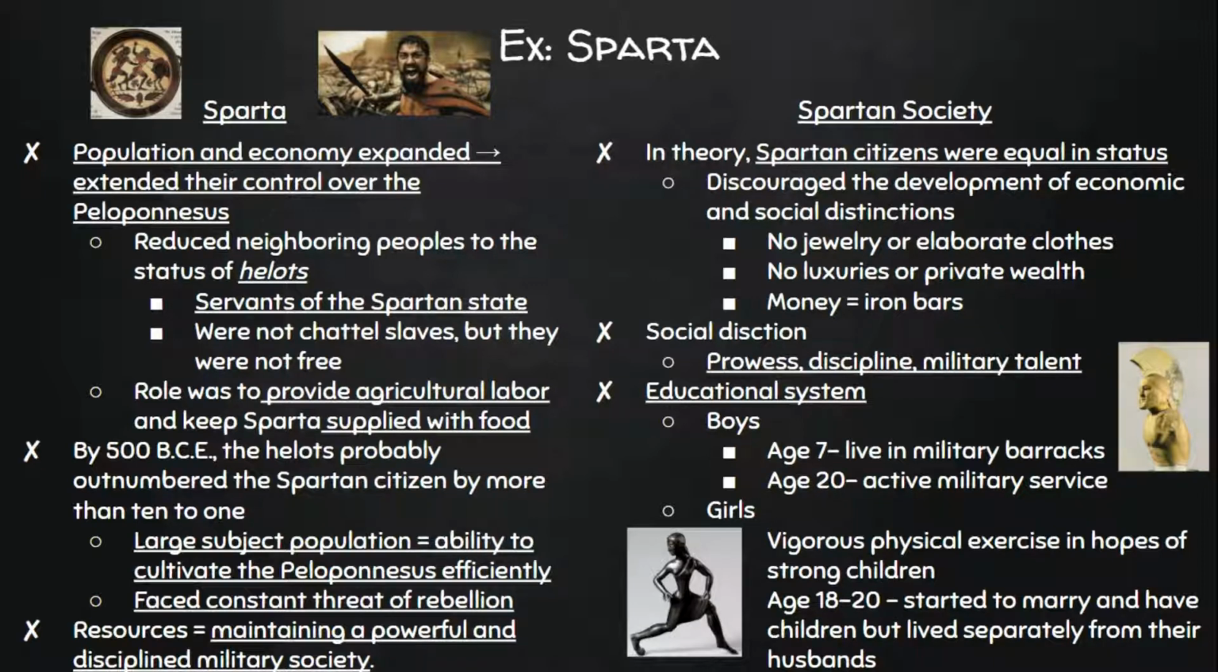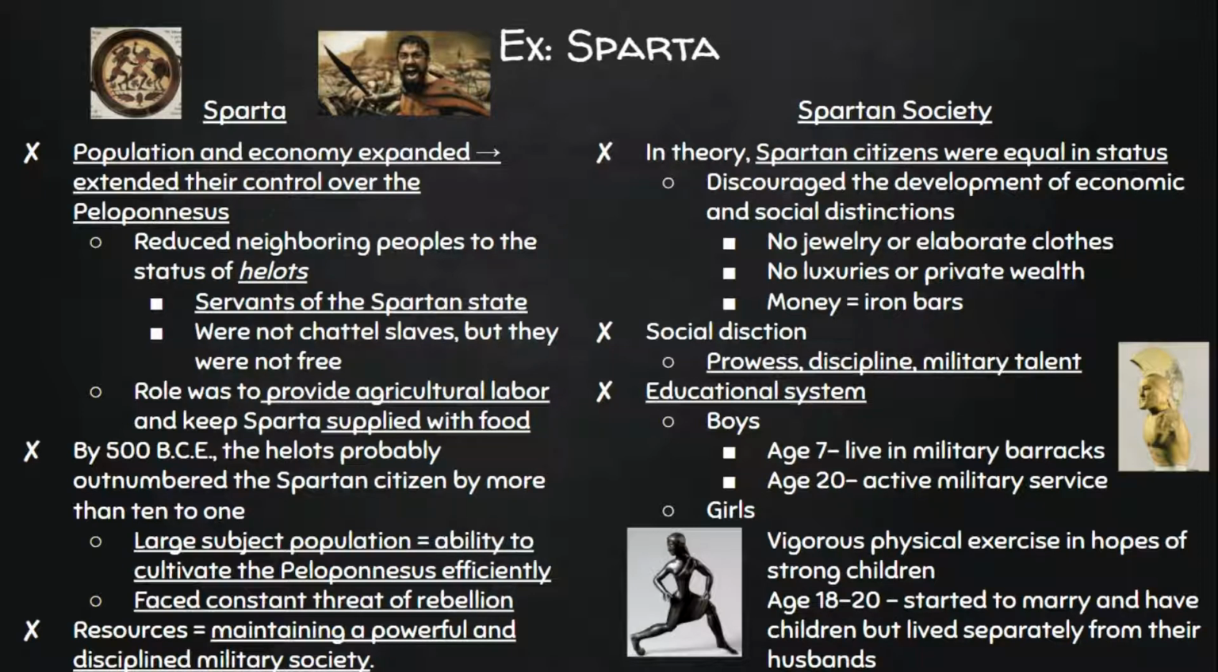By 500 BCE, the helots probably outnumbered the Spartan citizens by more than 10 to 1, which is an astounding number to think about. Having a large subject population increased the ability to cultivate the Peloponnesus land, but it meant that the Spartans faced a constant threat of rebellion. And their number one priority during this time would have been maintaining a very powerful and disciplined military society. That was essentially their main government focus.